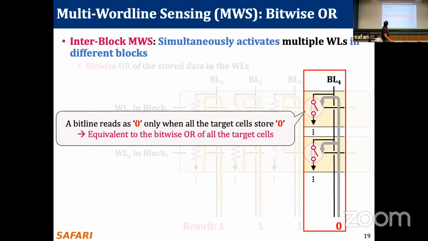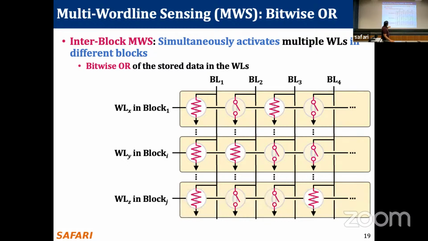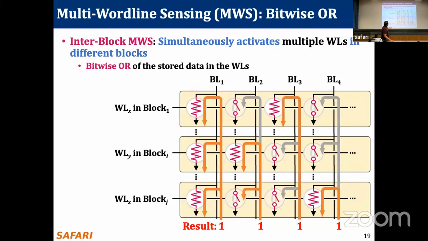So a bit line reads as a 0 when all the target cells store 0. When we want a 0 here, we want all the cells acting as open switches. This is a case with 3 blocks, and we see the same behavior here as well when we activate 3 word lines from different blocks.